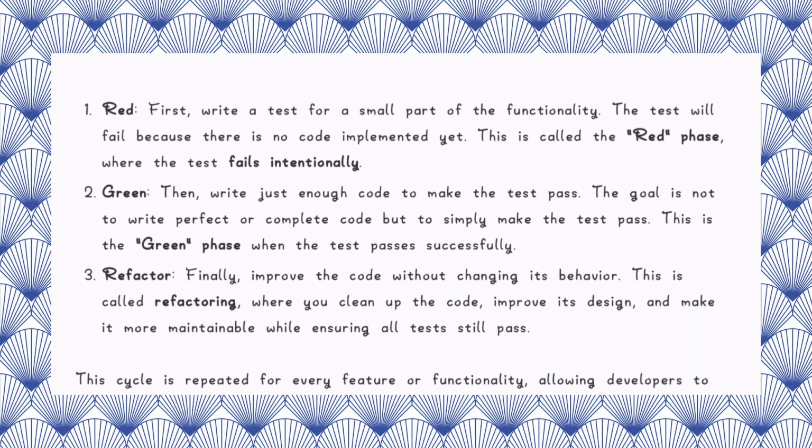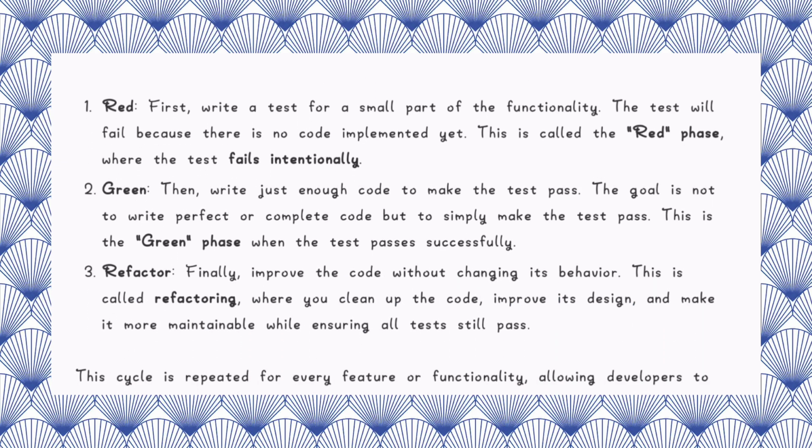2. Green. Then, write just enough code to make the test pass. The goal is not to write perfect or complete code, but to simply make the test pass. This is the green phase when the test passes successfully.